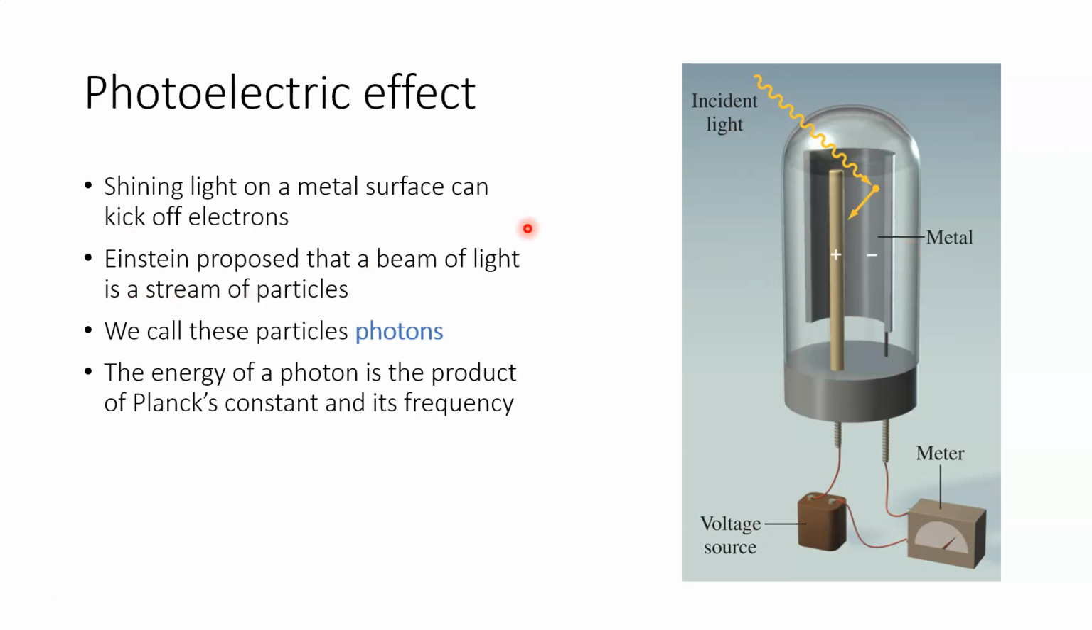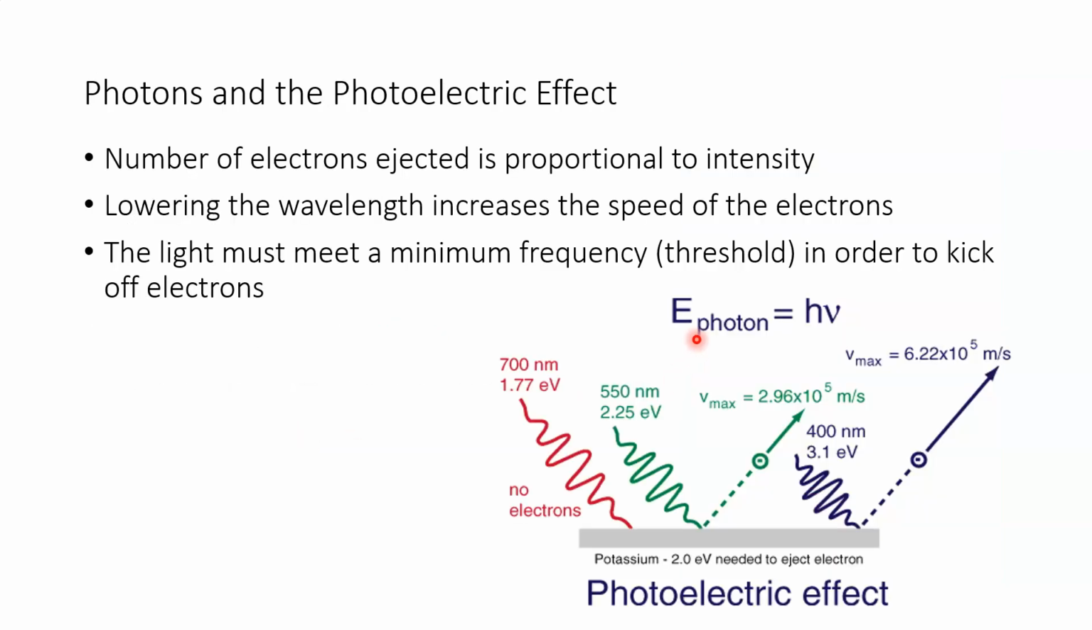So this is actually what won Einstein his Nobel Prize. He proposed that a beam of light was really a stream of particles that we now call photons. And the energy of a photon is the product of Planck's constant and its frequency. So I'm going to show you what that means. So energy of your photon, you take this h, Planck's constant, and frequency.